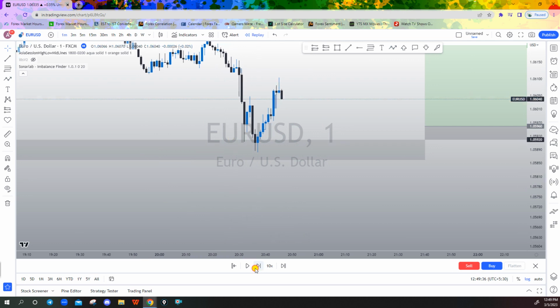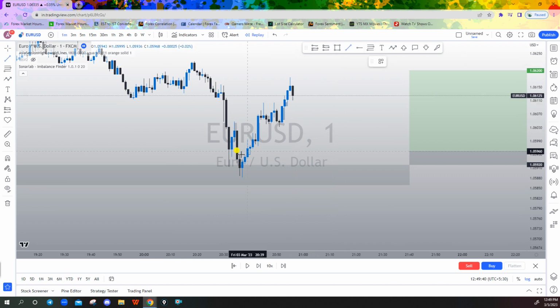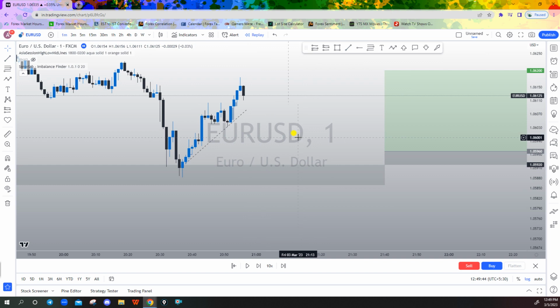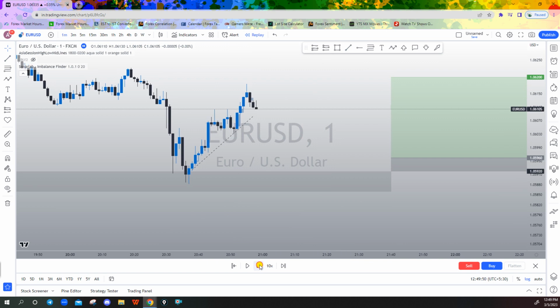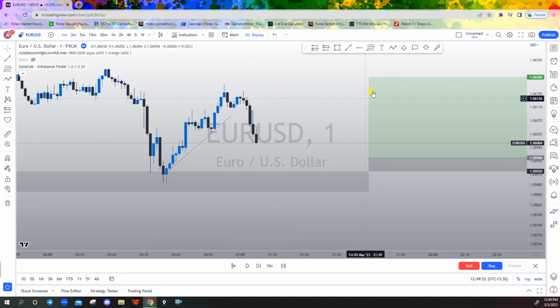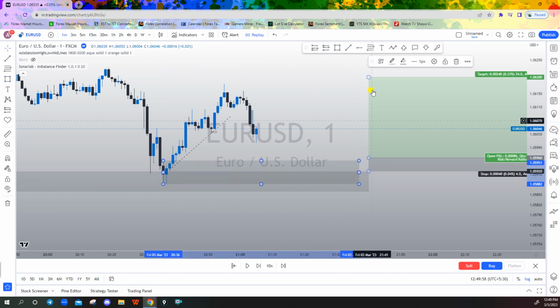Now let the market move. Now again it is creating a liquidity. See, so these all are liquidities, right? So I'll be keeping an eye on this liquidity to be swept out. Now my focus is on this order block. Okay, this order block is my focus.